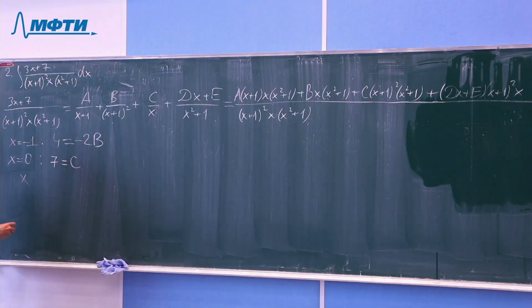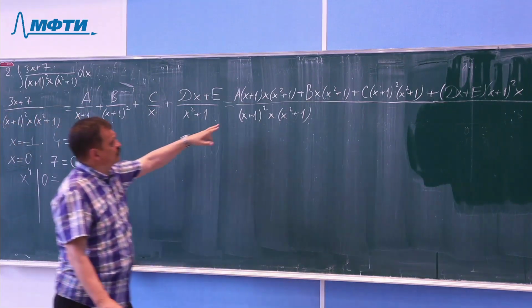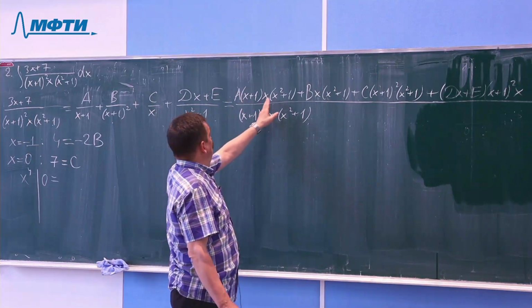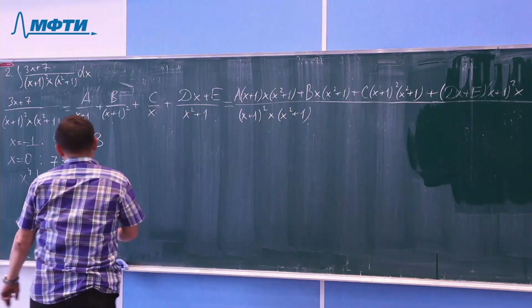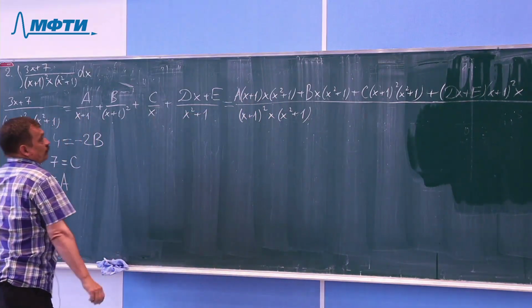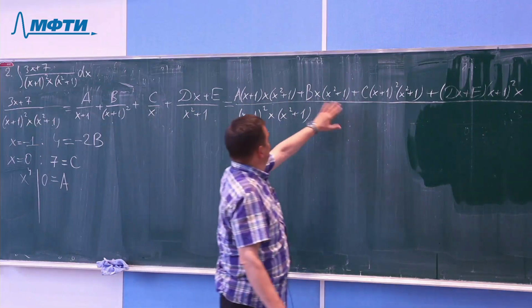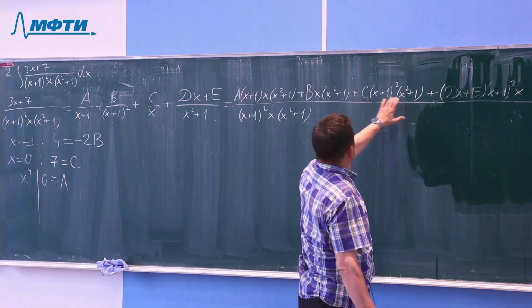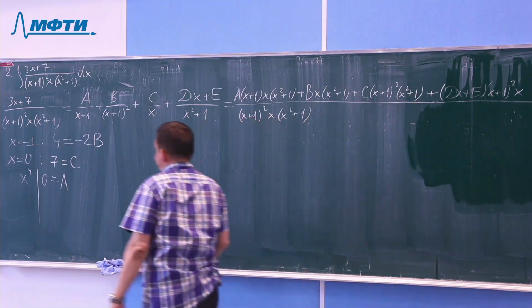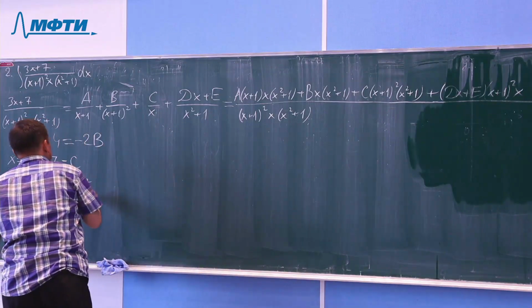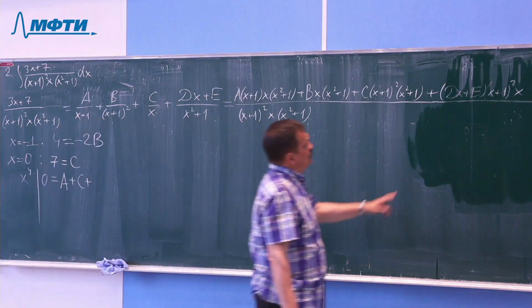So let's start from the largest, 4th degree. 4th degree on the left-hand side, 0 coefficient. On the right-hand side, what is with x to the power 4? A. B is not involved. Plus C. Plus D.